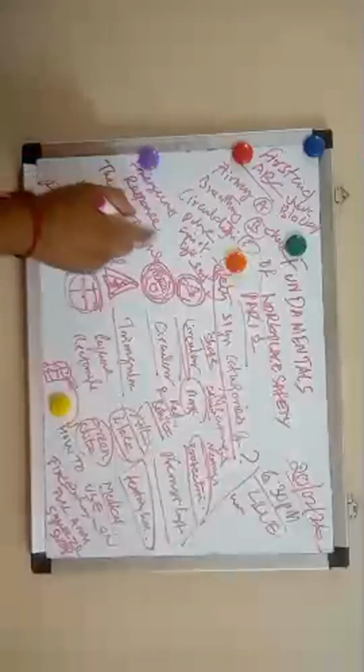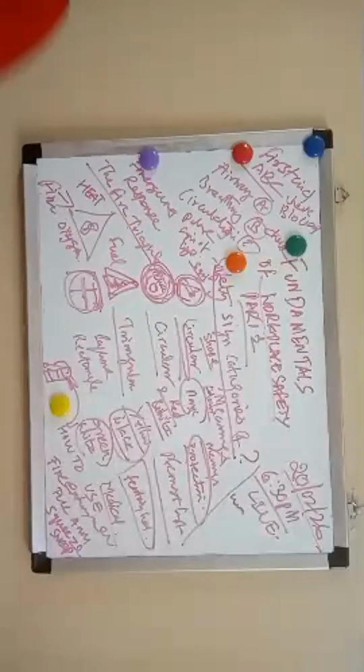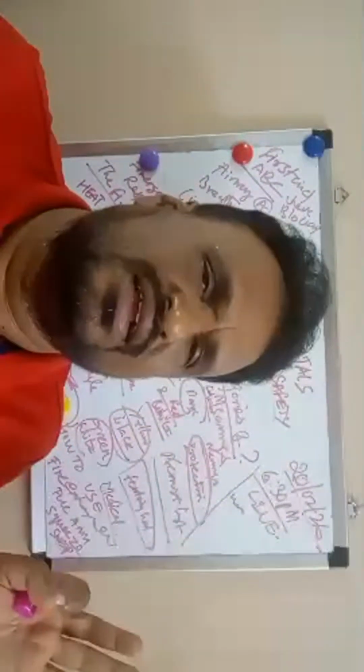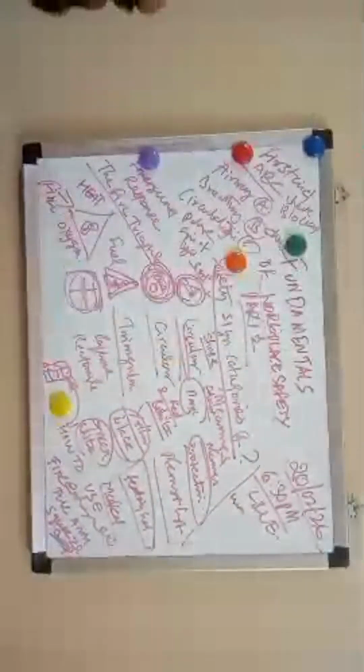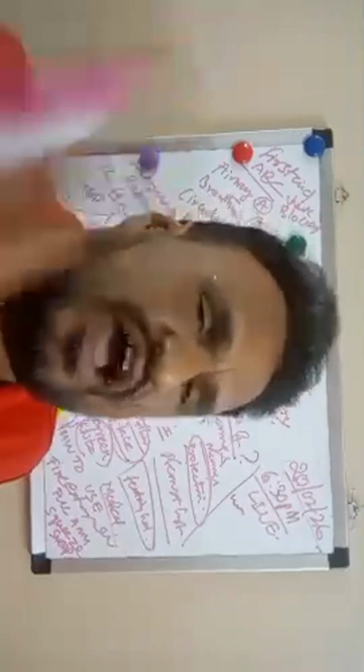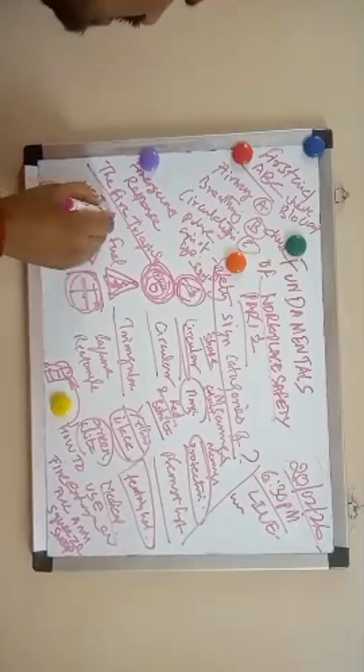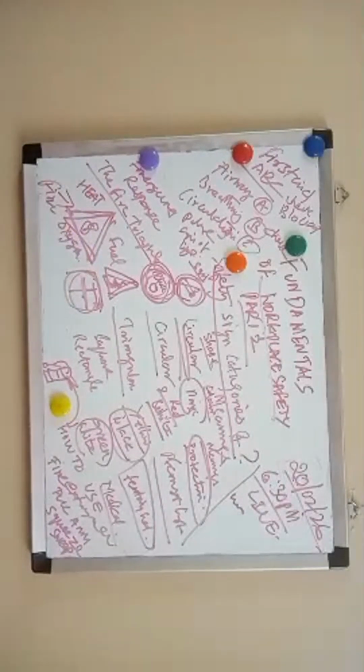Apart from that, you have emergency response. In emergency response, everyone must know the fire triangle. What is the fire triangle? Every safety officer must know it. The fire triangle is heat, fuel, oxygen. This is the fire triangle.